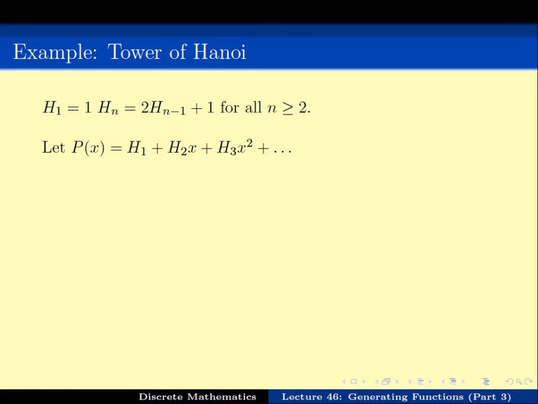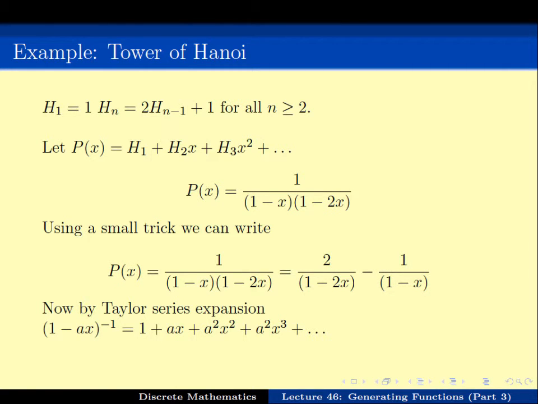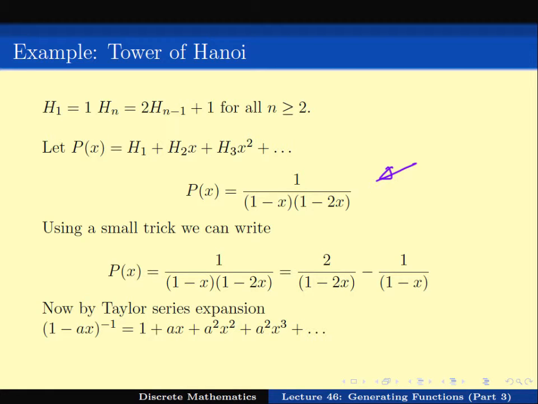We started with this P of x and we wanted to do this one. The trick that we do is, I write this expression 1 by (1 minus x) and (1 minus 2x) as 2 by 1 minus 2x, minus 1 by 1 minus x. Just check that this is actually true. So, in other words, this is 1 by a polynomial of degree 2. I have written it as a sum of 2 inverses of polynomials of degree 1. You can check that this equation is right.